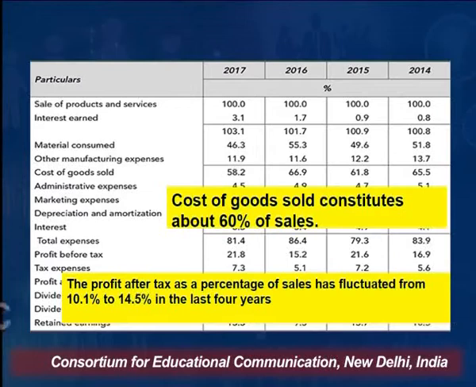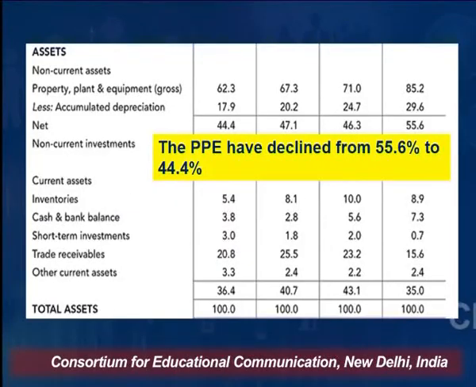And the profit after tax as a percentage of sales has fluctuated from 10.1% to 14.5% in the last 4 years. So if you look at the profit after tax, earlier it was 10.1%, now it has become 14.5%. This is what we are expecting from a common size statement. This kind of inference is readily or instantly available with the help of this technique that is called common size statement.